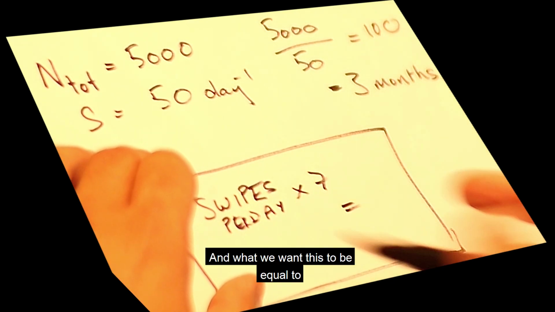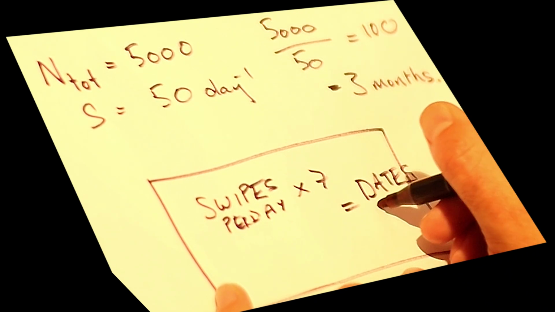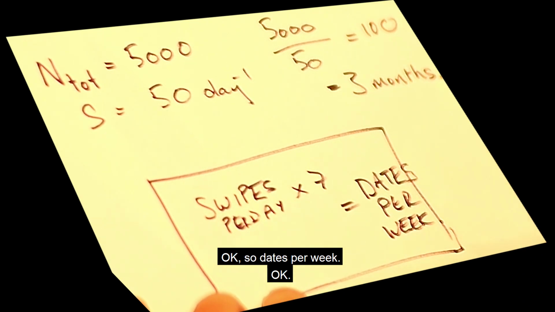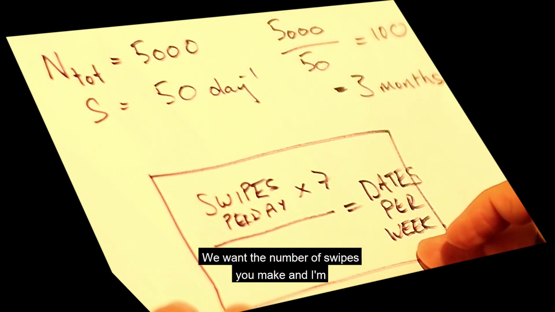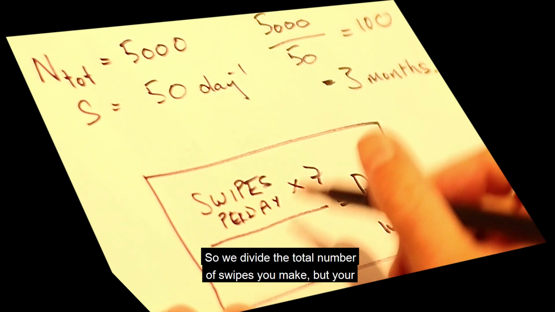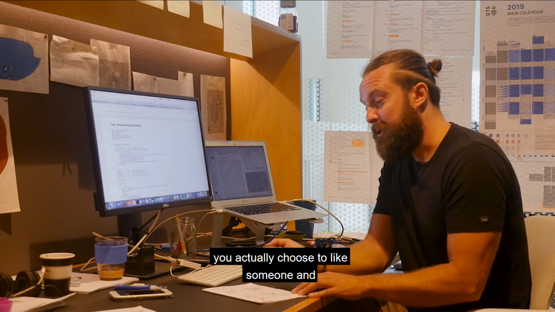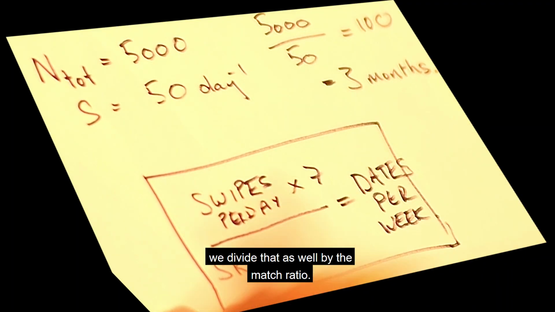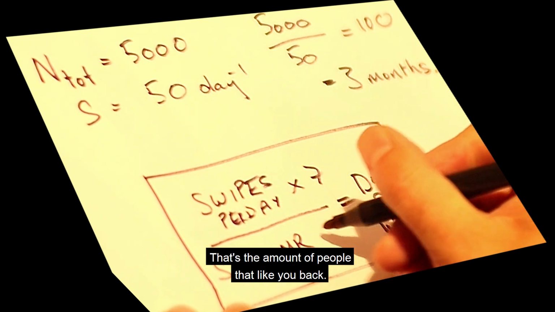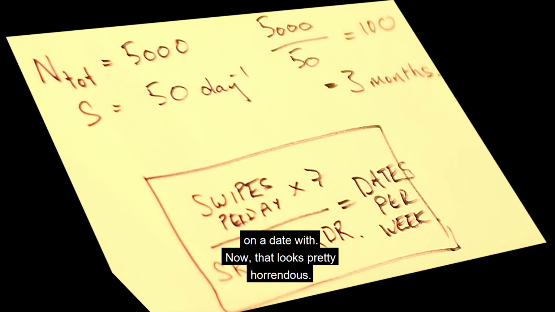And what we want this to be equal to, so swipes per day times 7, is the number of dates per week we'd really like to go on. And I'm going to put these terms in here, which is your swipe right ratio. So we're going to divide the total number of swipes you make by your swipe right ratio, which is the number of times you actually choose to like someone. And we're going to divide that as well by the match ratio, that's the amount of people that like you back. And then of those people that you match with, the number of people you want to go on a date with. Now that looks pretty horrendous, but let's put some numbers in here.